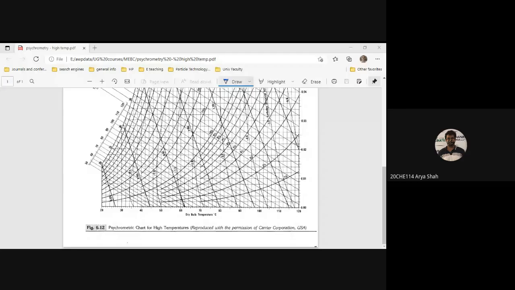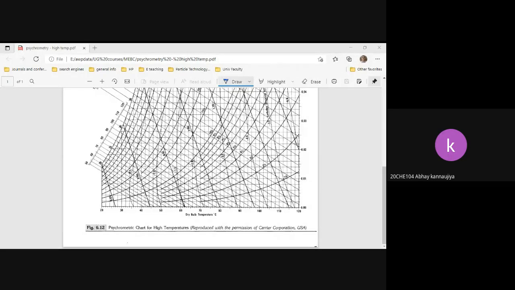Yes, are you able to see? So it has temperature. The screen is presenting. You're not able to see. It is presenting. Yeah, now you're able to see.